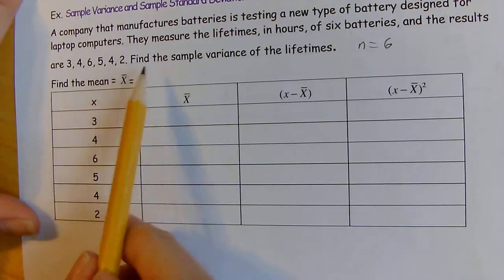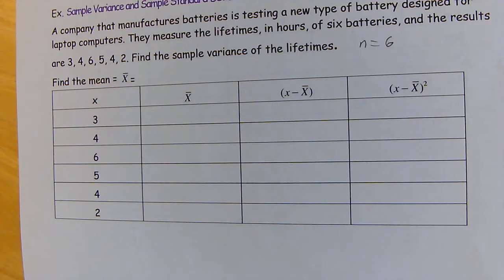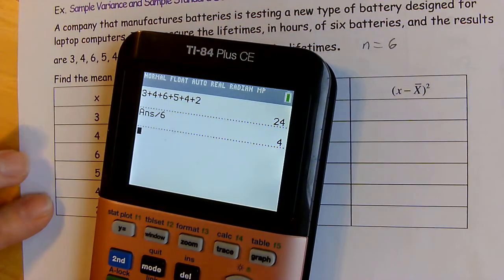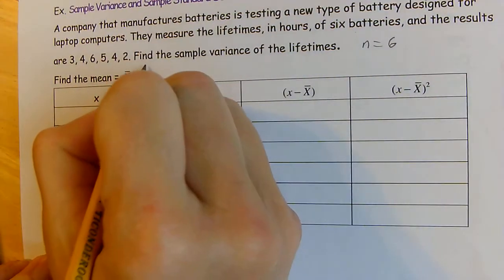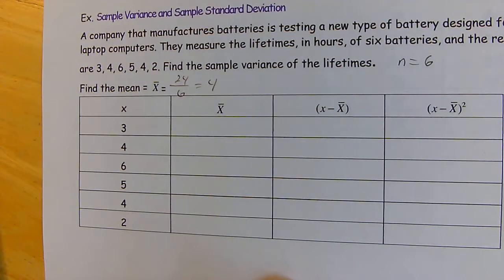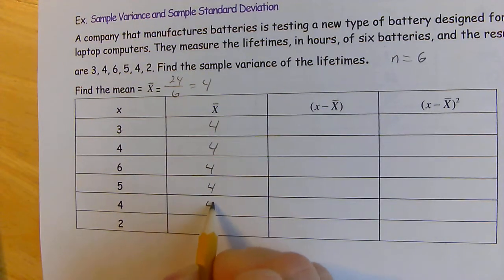So first I need to find the mean. So I'm going to add all these numbers up. They come to 24. Divide by 6 equals 4. So the average battery life of these 6 batteries is 4 hours.